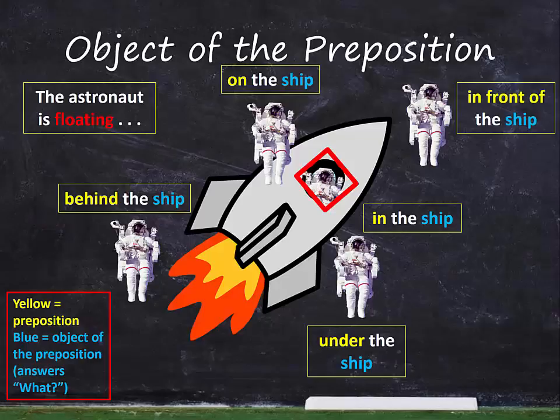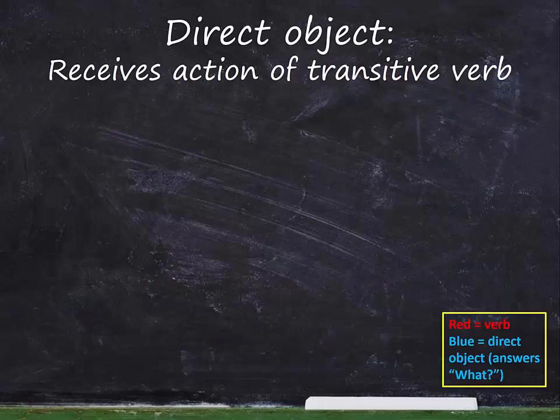You might remember this slide from the prepositions video. The yellow words are prepositions and the blue words are their objects. Remember the question we ask? The astronaut is floating in what? In the ship. Ship answers the question in what, so it is the object of the preposition. Pretty simple. Now let's review the objects of verbs.